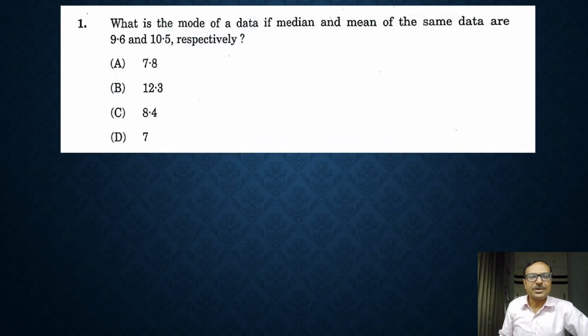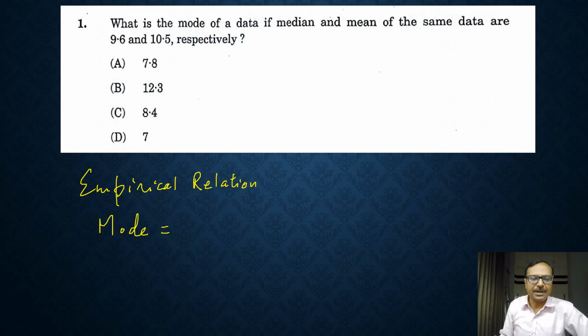The first question was based on the empirical relation which connects the mean, median, and mode. So if you know, the mode of any data is given by 3 times the median minus 2 times the mean. Very basic formula. So you just have to put the values here.